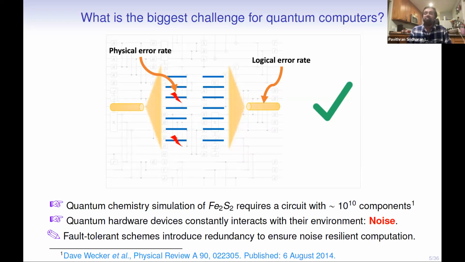Some of the technical terms that we will use are the rate of error that physical qubits undergo, namely called the physical error rate, and the effective error that it imparts on the stored logical information, otherwise called the logical error rate. So as you can guess, we want the logical error rate to be as low as possible, ideally zero. So the real game is, given a physical error rate, how much can I suppress the logical error rate?